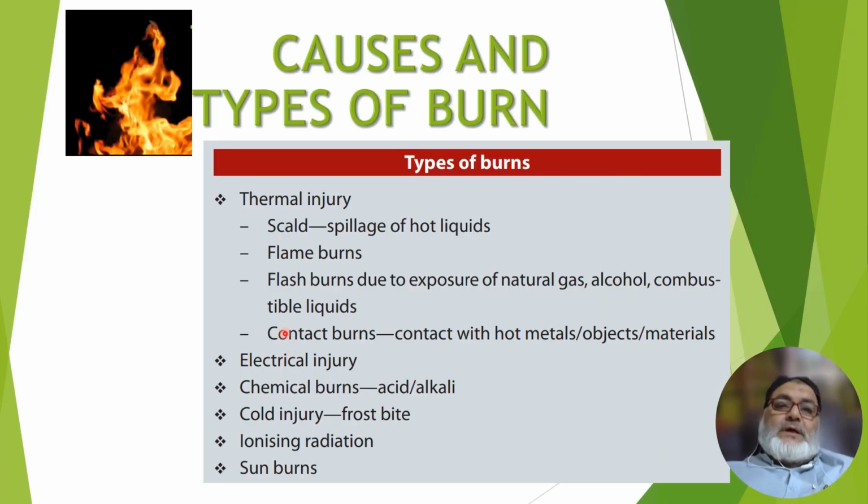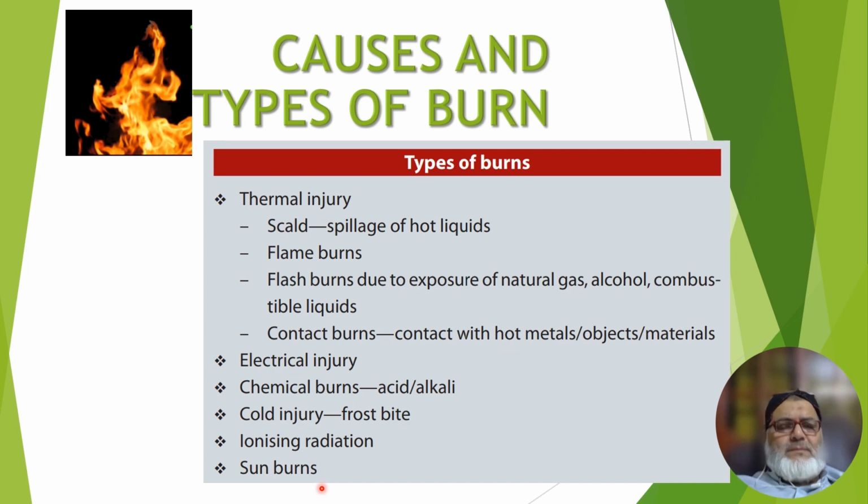So the types of burn: there is thermal injury, electrical injury, chemical burn, cold injury, ionization radiation, and sunburn. So thermal injury is like scald, spillage of a hot liquid, flame burn, and flash burn due to the exposure of natural gases, alcohol combustion, combustible liquids. So the contact burn is contact with hot metal, objects and materials.